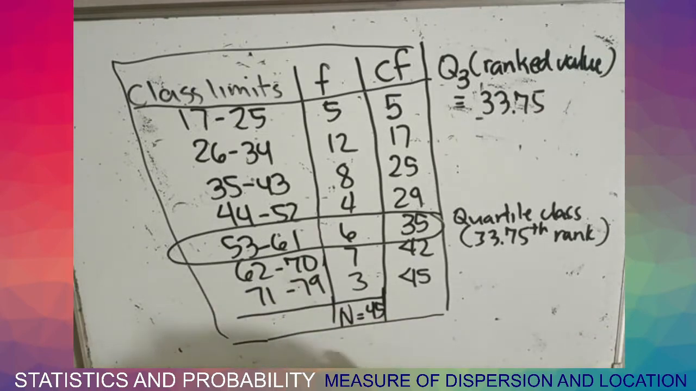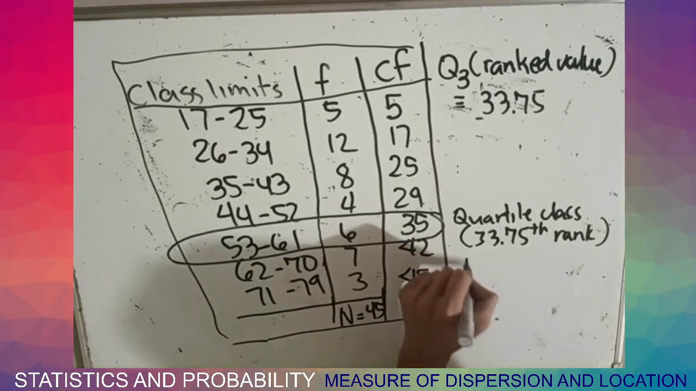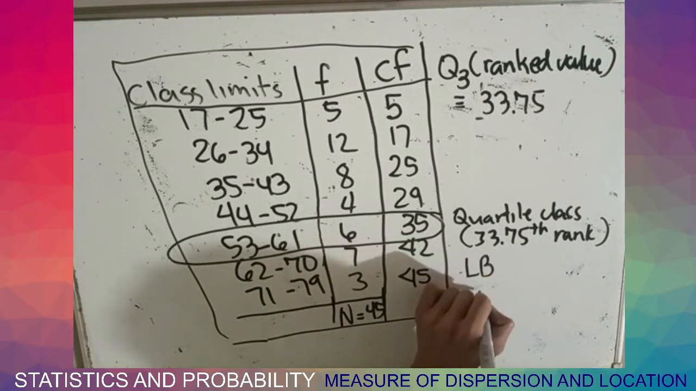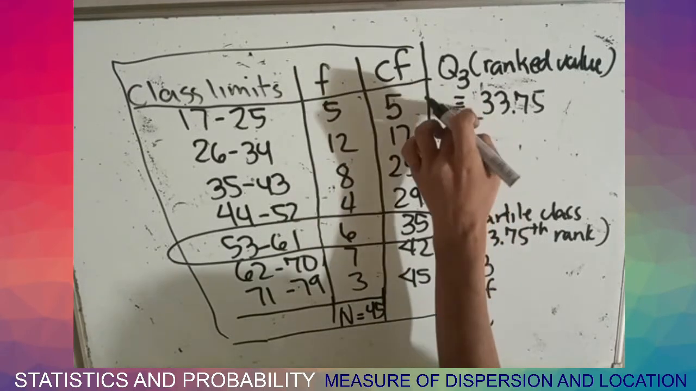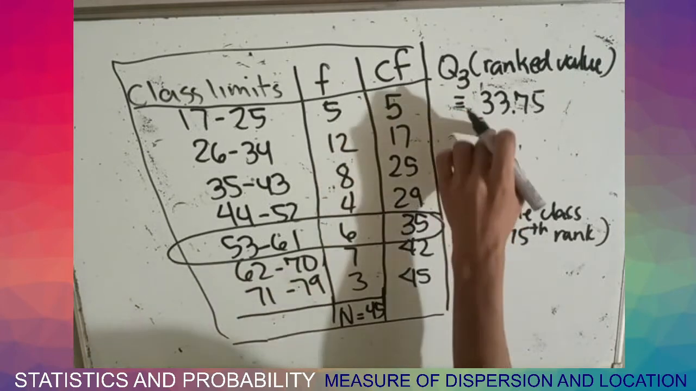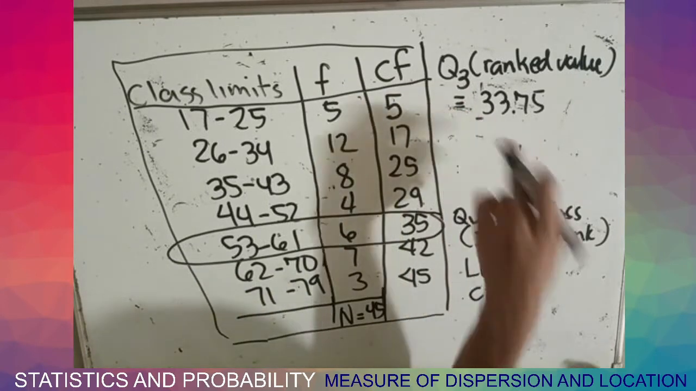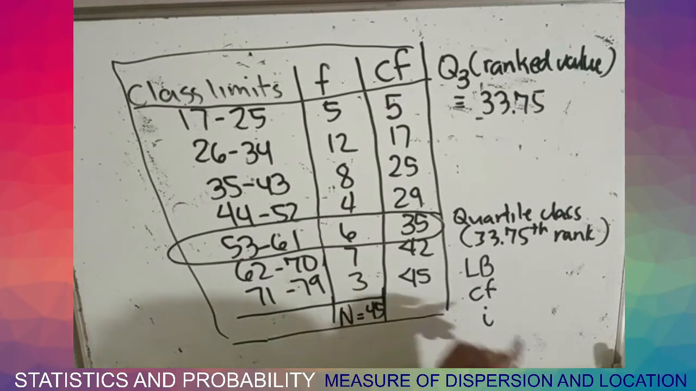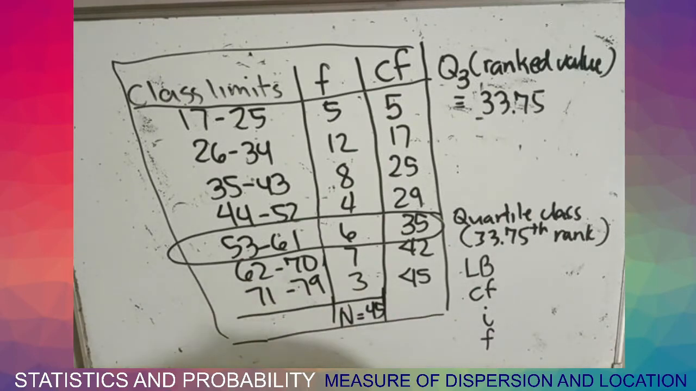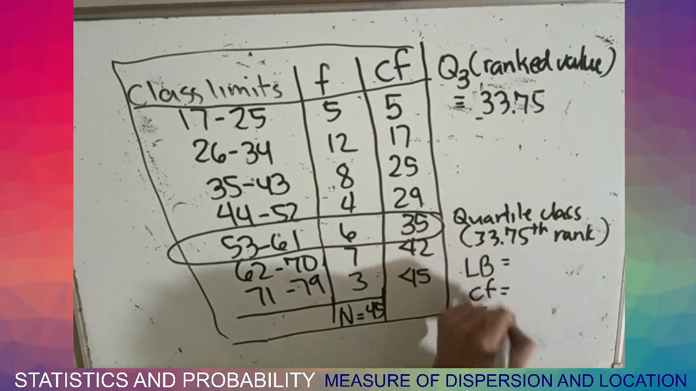So, nakuha na natin si quartile class. Hanapin natin yung mga values. Ano ba yung mga values na kailangan natin? Di ba meron tayong LB, CF, i. Nakuha na naman natin si kn over 4, which is 33.75. LB, kn minus CF. Meron pa tayong isa, frequency. Paano natin siya kukunin?